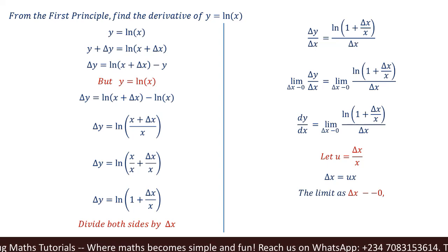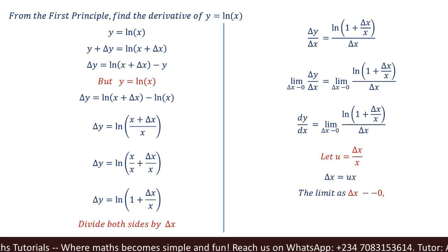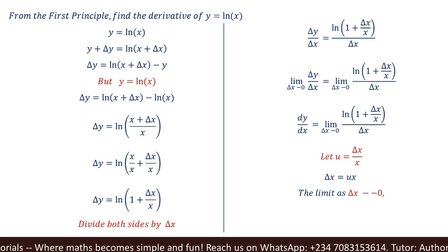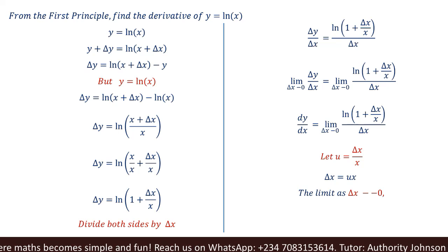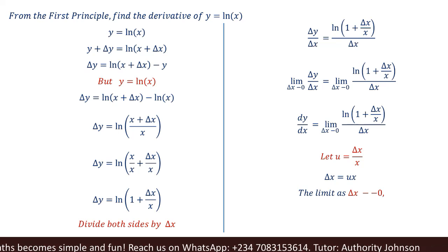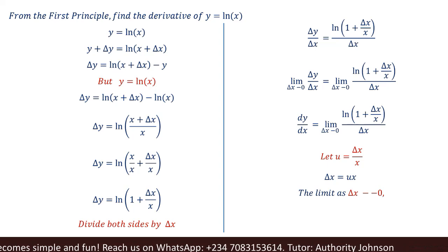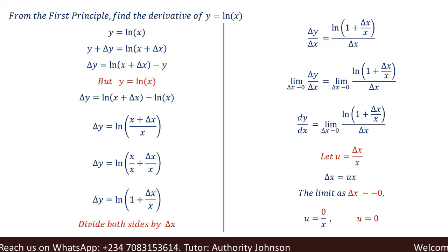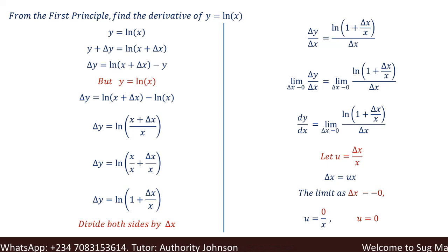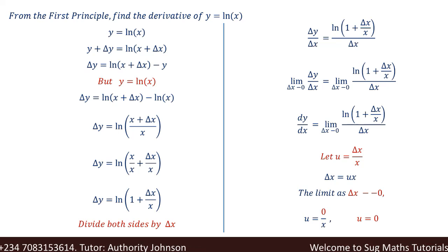Now pay attention again. We said that u is equal to change in x all over x. That is the value of u. Now, we are saying as change in x approaches 0, in this equation, if change in x turns to 0, what will happen? We have u is equal to change in x all over x. Change in x is 0 now. We have u is equal to 0 all over x. What will u turn to? U will turn to 0.